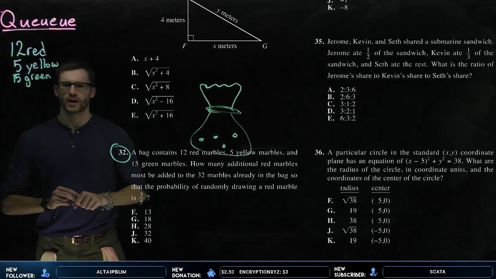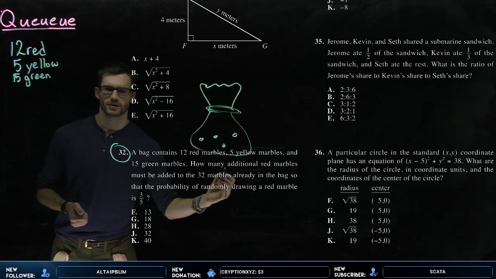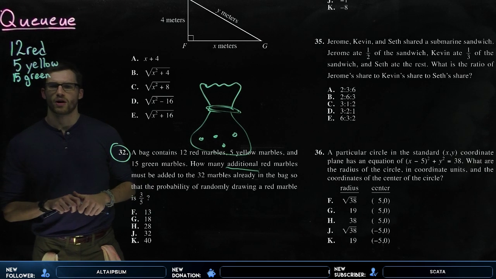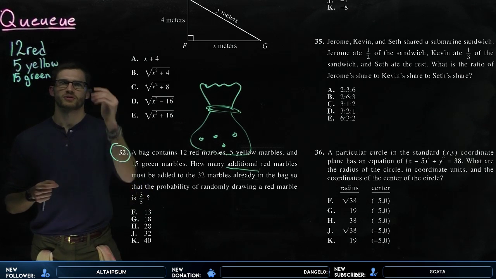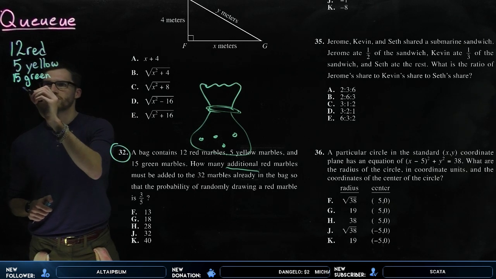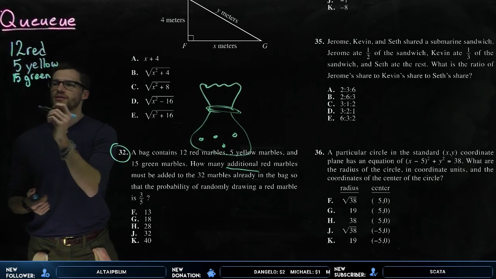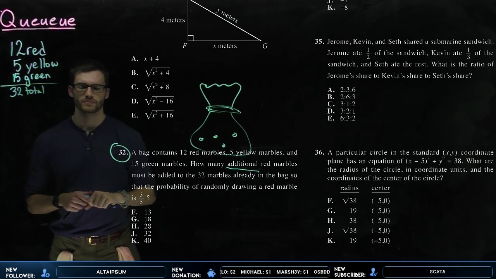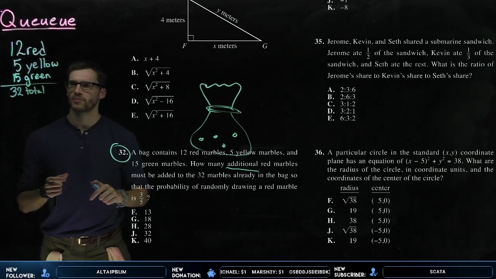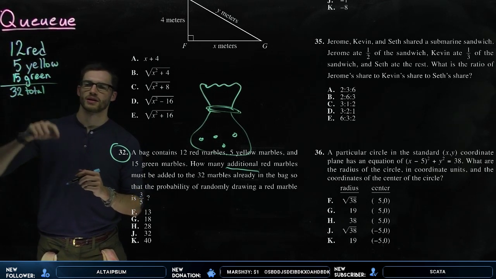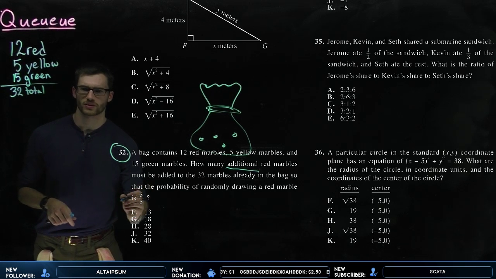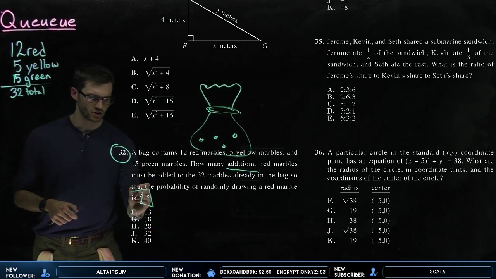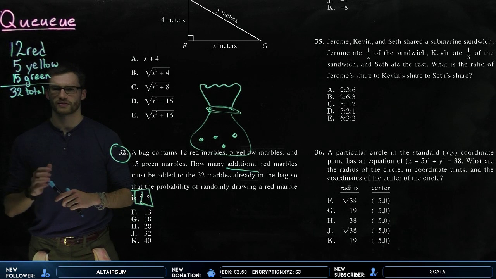And then it says how many additional red marbles. This is a pretty important question here. Not how many red marbles, but how many additional must be added to the 32 marbles total. So we have a total of 32. And we need to see how many we have to add to the red to get to a 3/5 probability. So this is what we care about here, 3/5.